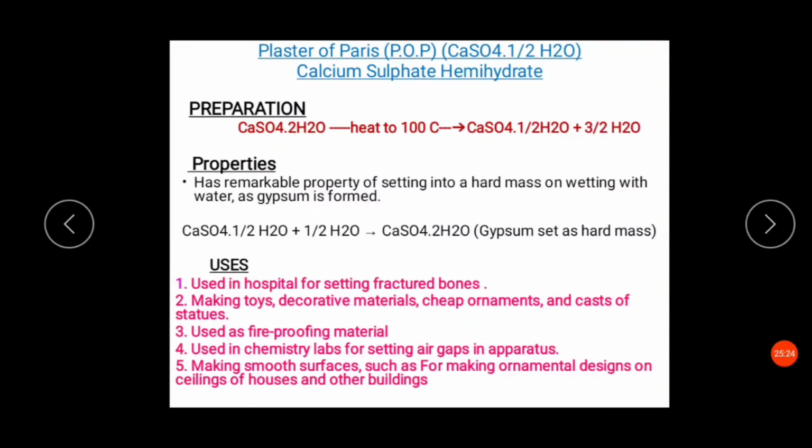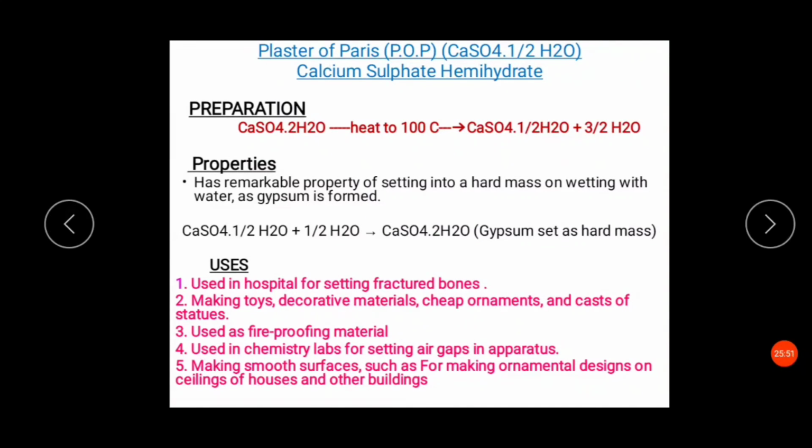Now uses. Before uses, this is a reaction: when POP, plaster of Paris, combines with water, it forms gypsum, and this gypsum sets into the hard mass. Uses: it is used in hospitals for setting fractured bones. It is used in making toys, decorative material, cheap ornaments, and cast of statues.